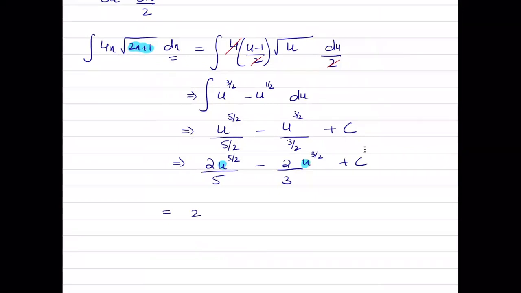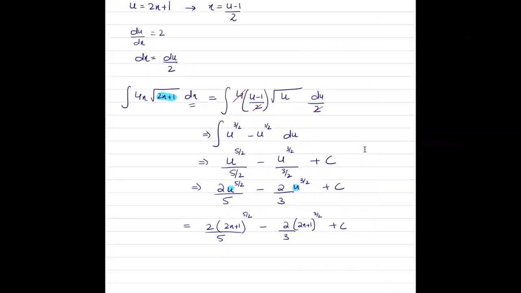So 2 u was 2x plus 1, u was 2x plus 1, plus c. That is the integration of this function.